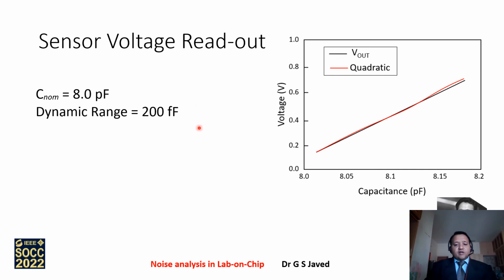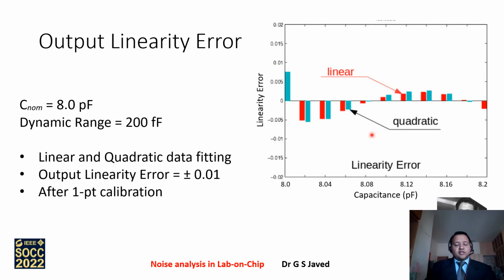If you look at the error voltage, the output linearity error, we see that the quadratic value is much more constrained, to plus minus 0.01, and the linearity error is given by that. And this is obtained after 1 point calibration happening at the middle of the dynamic range, that is at around 100 femtofarad. So at 100 femtofarad, the normalization and calibration happens to allow a linear fit, and this shows that there are equal and opposite values around the zero line in the linear and in the quadratic data fitting.